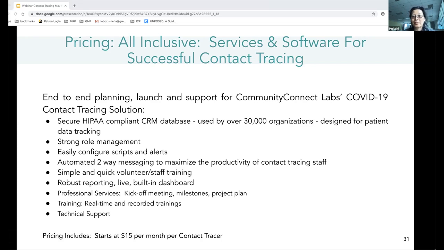We also may be able to get some foundation support depending on what location you're in to help with any budget needs. But we're really here to make sure the pricing is simple, affordable, and all inclusive, because we know for some vendors, there are a lot of add-ons for training and things like that. And we want to make sure that everything is included, because we're here to help you be successful in your contact tracing.